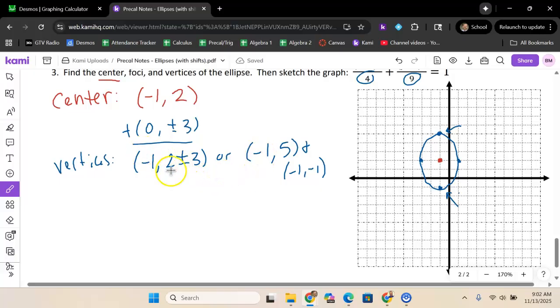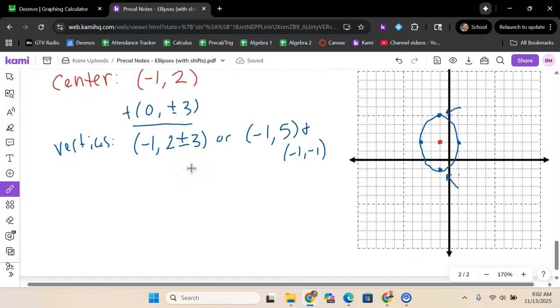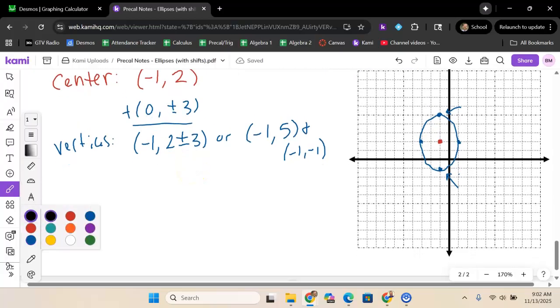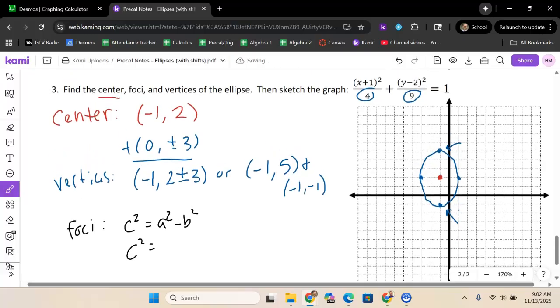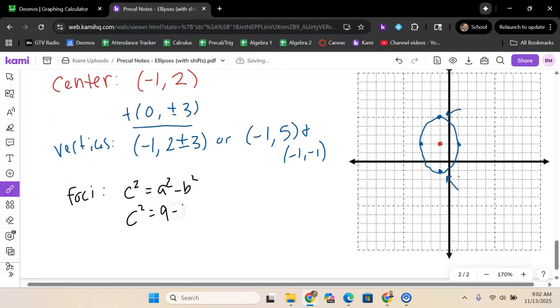Okay. If you do it this way, it's going to make more sense when we go to do the foci, because we are probably going to have to leave it in that form when we do the foci. Again, we're going to do c squared equals a squared minus b squared. So c squared equals 9 minus 4, always biggest minus smallest. So c squared is 5. We take the square root. C equals plus or minus the square root of 5.